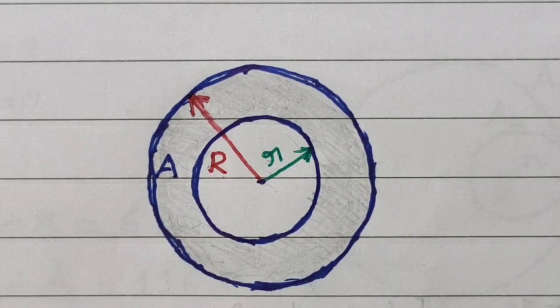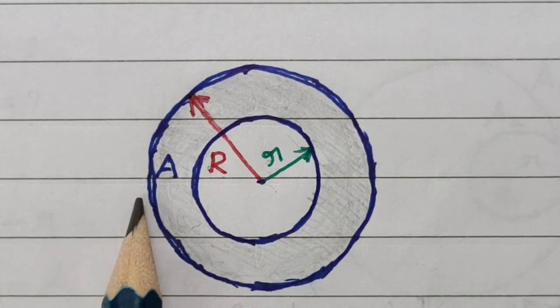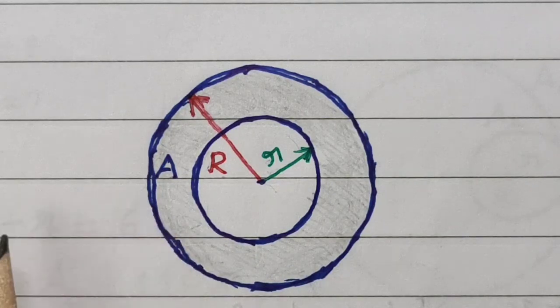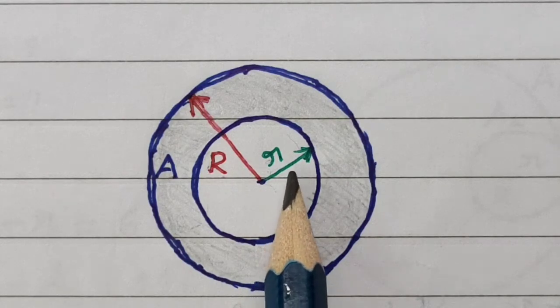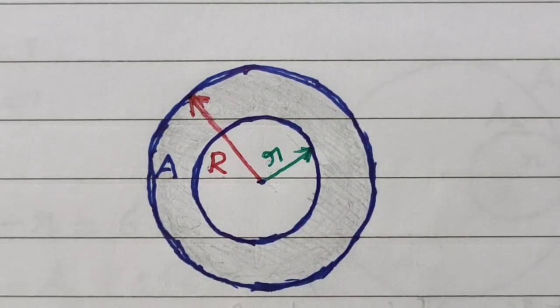We know that A is given as 346.5 centimeter square, and r we just now found out is 14 centimeter. By substituting all these values, taking pi as 22/7, we get R is equal to 17.5 centimeters.